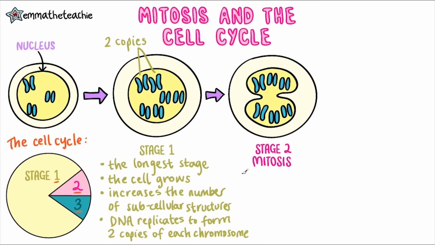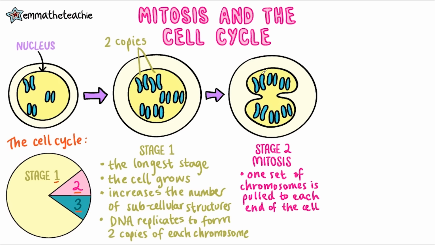Stage 2 is mitosis. In mitosis, one set of chromosomes is pulled to each end of the cell. You can see this happening in the diagram above, with half of the chromosomes having gone to the top of the cell and half of the chromosomes having gone to the bottom of the cell. As well as this, the nucleus will also need to divide in 2, splitting the chromosomes in half. You can see this here, that the nucleus is starting to pinch in, and that will completely split off.